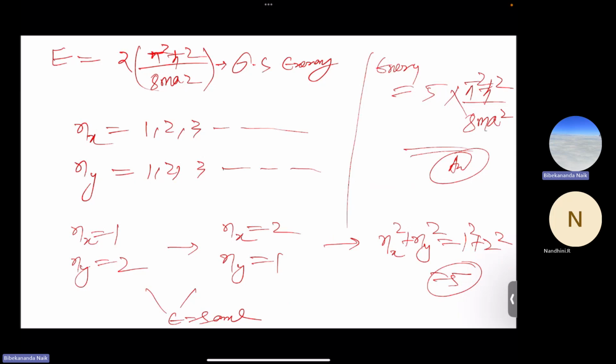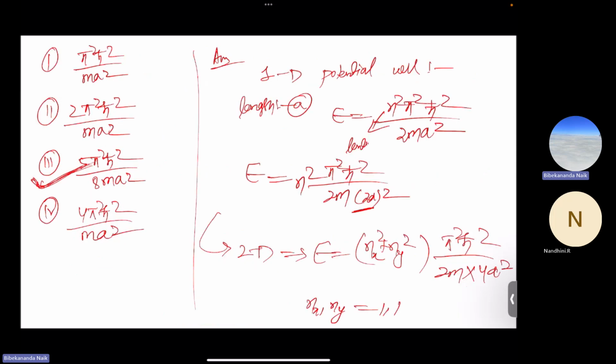You see, the next higher state will correspond to nx equal to 1 and ny equal to 2, or nx equal to 2 and ny equal to 1. So this is a degenerate state and the degeneracy is 2. There are two states which have the same value of energy, that is 5 into pi square h cross square by 8 m a square. So the correct option will be the third option, that is 5 pi square h cross square by 8 m a square. I hope this is clear to you.